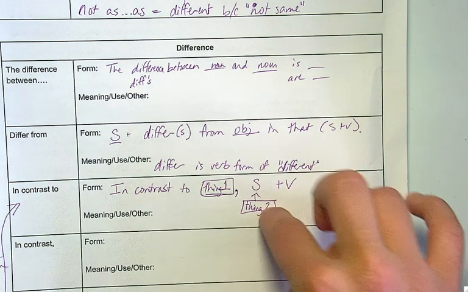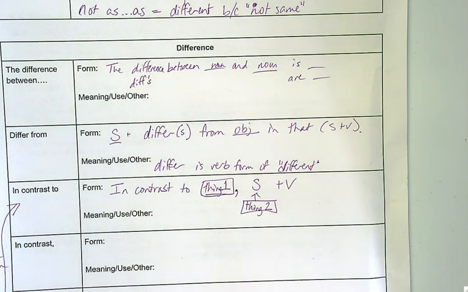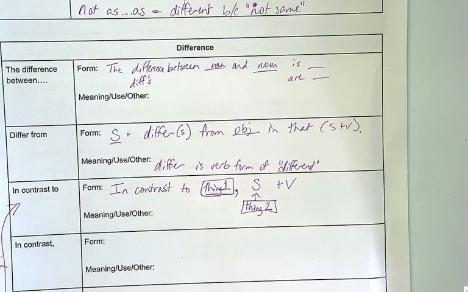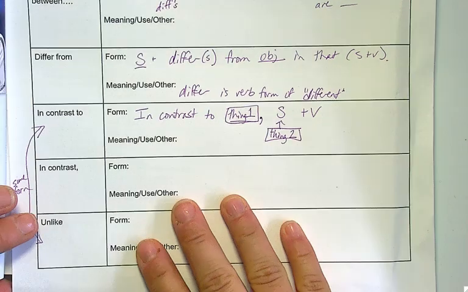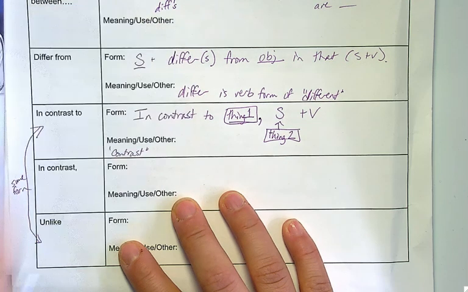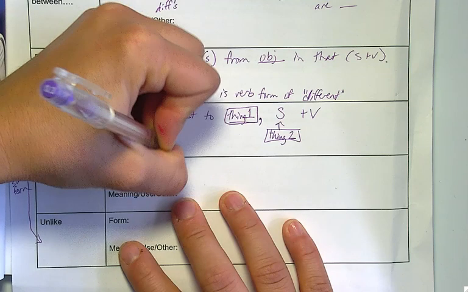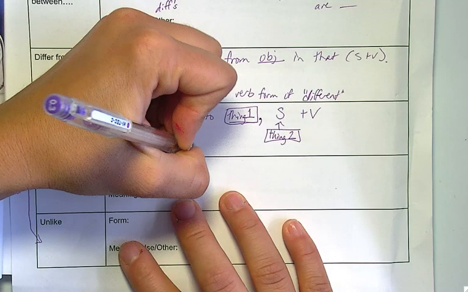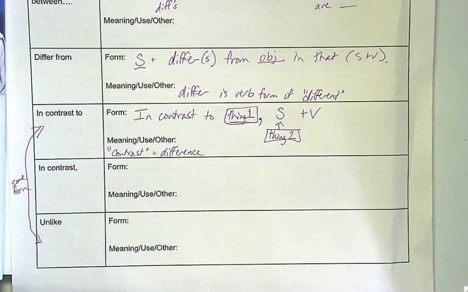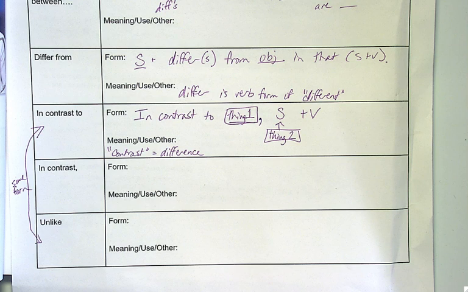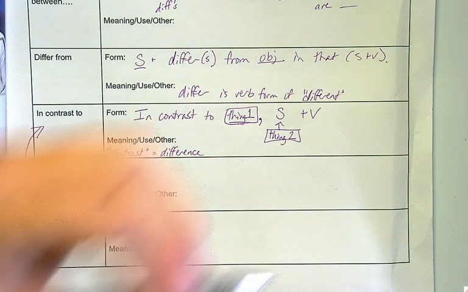So these two nouns cannot be the same because you're comparing two things that are different. The word contrast means difference. So in the meaning, use, other, I'm going to make a little note. I'm going to say contrast, in quotes because we're talking about the word, equals different. In contrast, difference, we need a noun form. That's the meaning. You cannot change the words because the word different does not work in this phrase. But the meaning is difference. So that's our meaning.